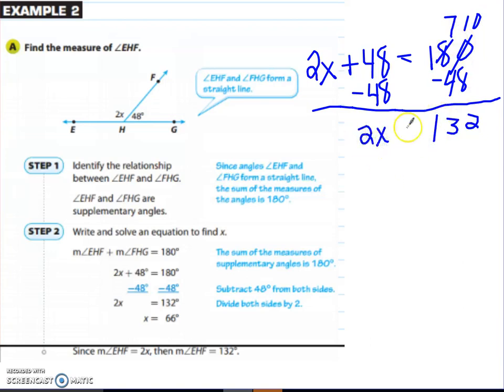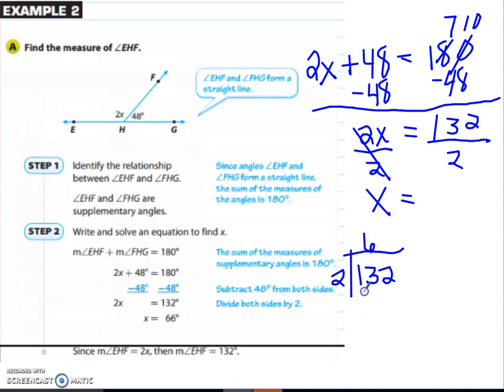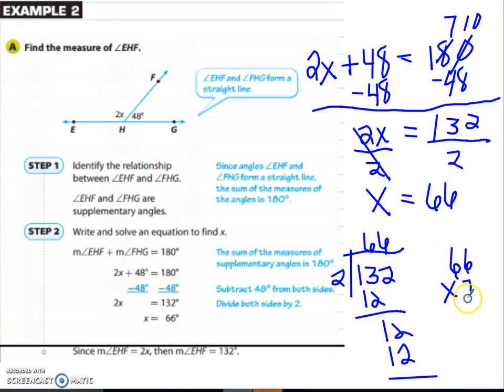132. Okay, the 2 and the x are multiplying. The opposite of multiplication is division. This cancels out. We're going to say 132 divided by 2. It's going to go in there 6 times, and it's going to go in there again another 6 times. So x is 66. But they don't want to know what x is. They want to know EHF, and EHF is 2x. So we have to do 66 times 2. We get 132. So EHF is 132.